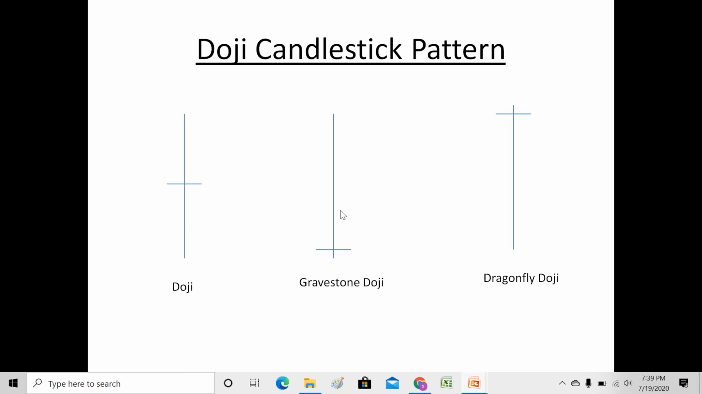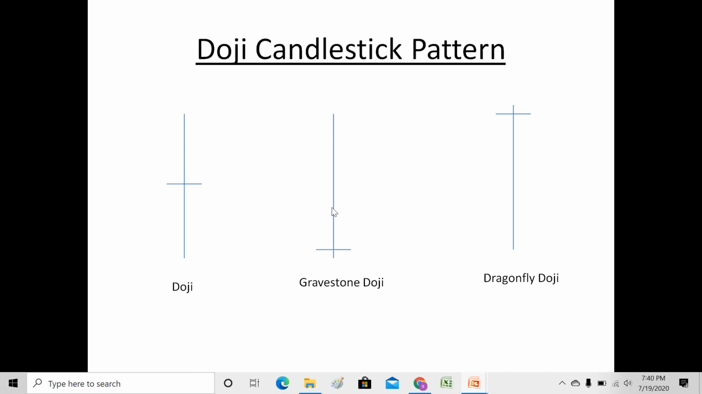The second type of doji looks like this, where the upper shadow is much higher compared to the lower shadow, or there is almost no lower shadow. Such a doji is called a Gravestone Doji. In the Gravestone Doji, the price opened, was taken higher by the bulls but could not sustain there, and was brought back down by the bears and finally closed here.